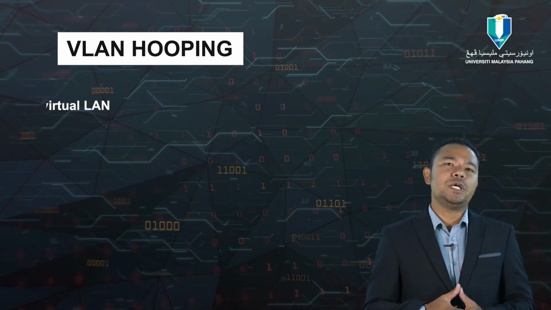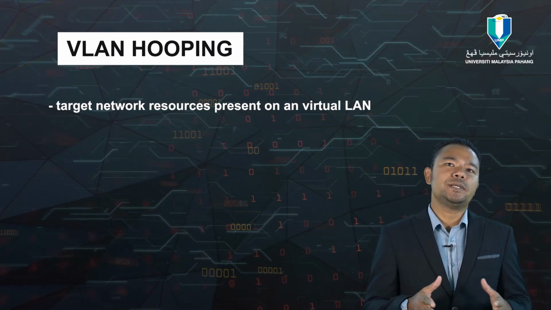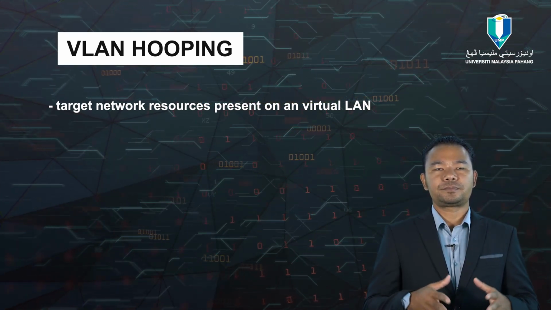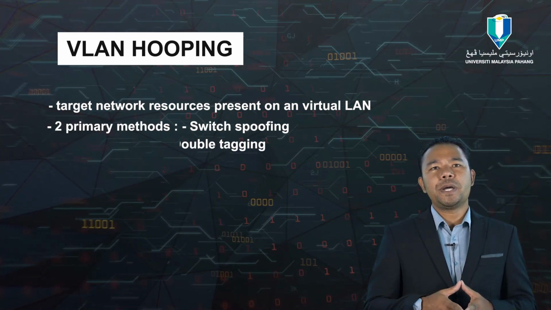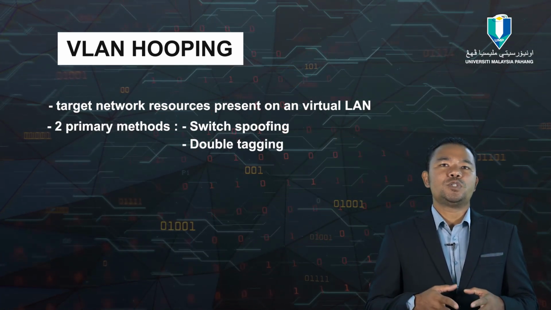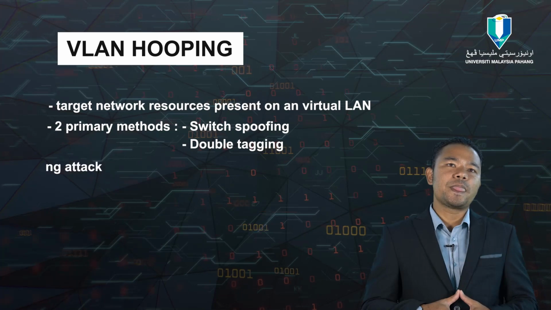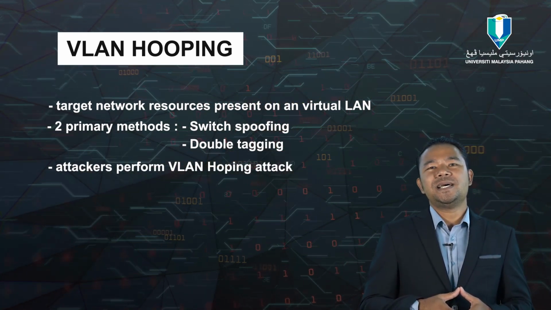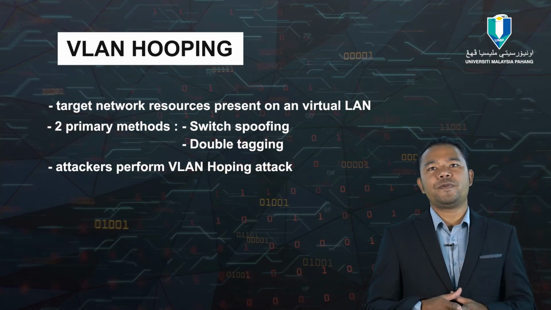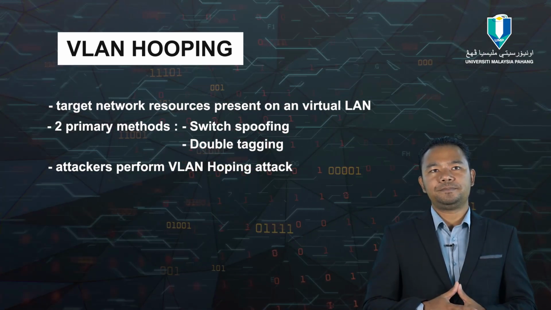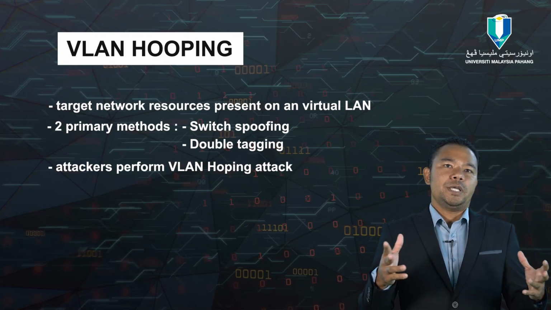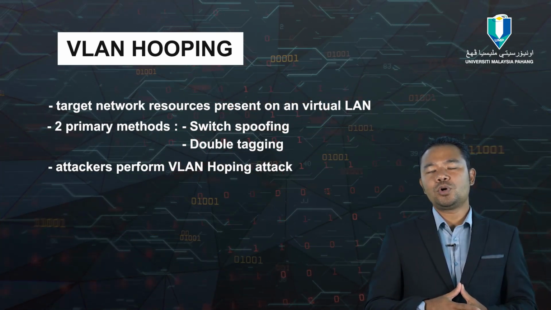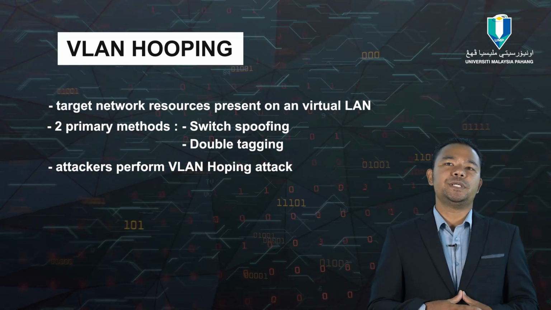VLAN hopping. VLAN hopping is a technique used to target network resources present on a virtual LAN. It can be performed by using two primary methods: switch spoofing and double tagging. Attackers perform VLAN hopping attacks to steal sensitive information such as passwords, modify, corrupt or delete data, install malicious code or programs, or spread viruses, Trojans, and worms throughout the network.